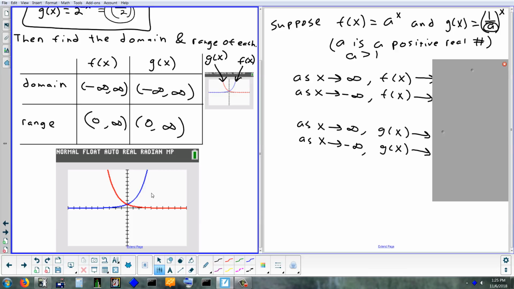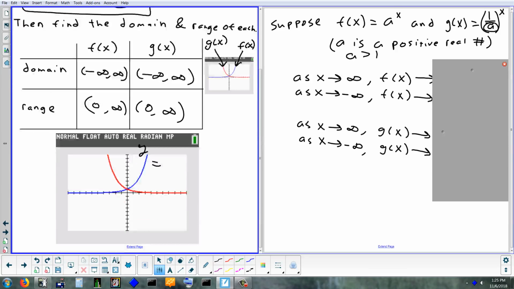Joe, you have a thought? Goes up. And what does it go up to? Towards infinity. So, again, the graph of f of x, I have a to the x. This is 2 to the x. Close enough. 3 to the x, 4 to the x, 20 to the x, they would all pretty much look the same. It goes up as you go to the right.